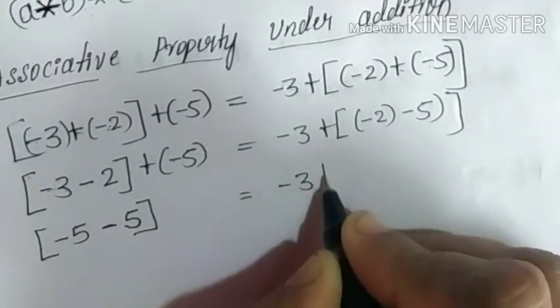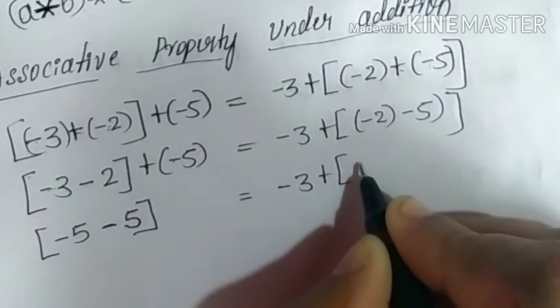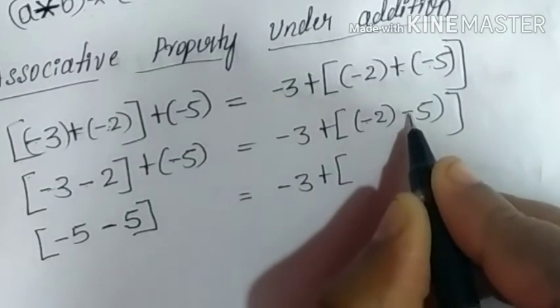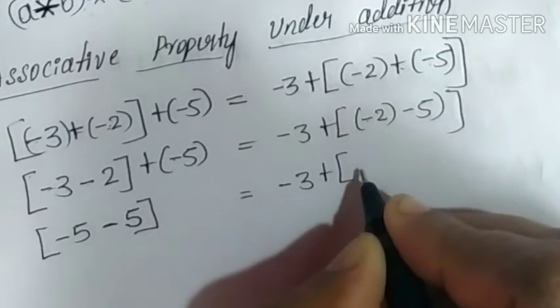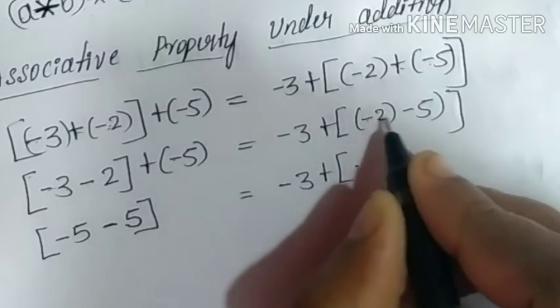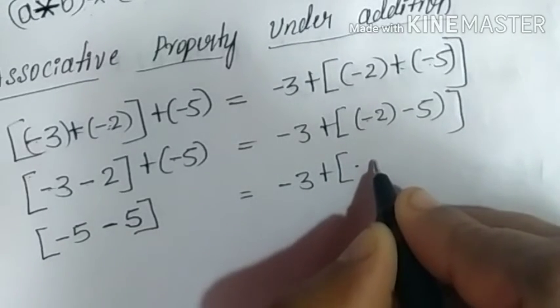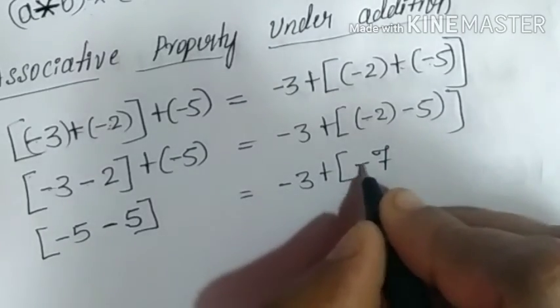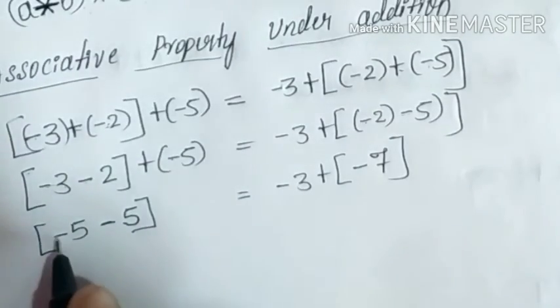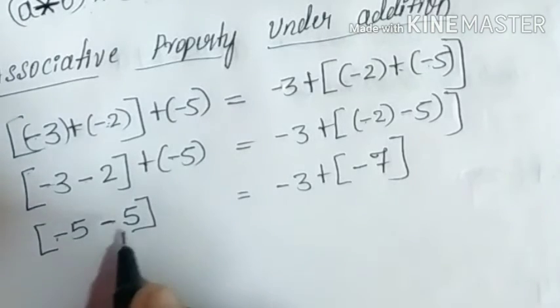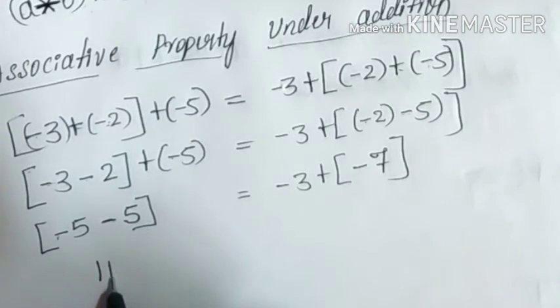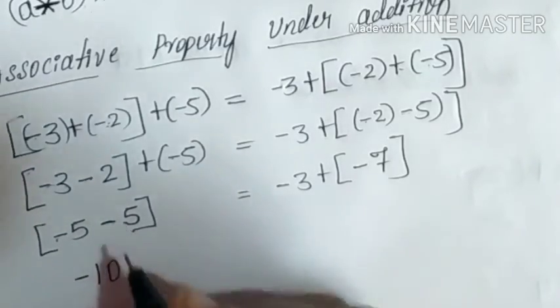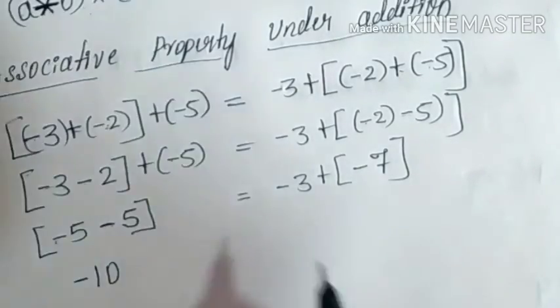Next, minus 3 plus (minus 2 minus 5). Minus 2 minus 5 is what? We add these two numbers, 7 is coming, and the greater number has the negative sign. So see here, minus 5 minus 5. We have to add these two numbers, 10, and the negative sign, since both numbers are the same. So we have to write the negative sign.